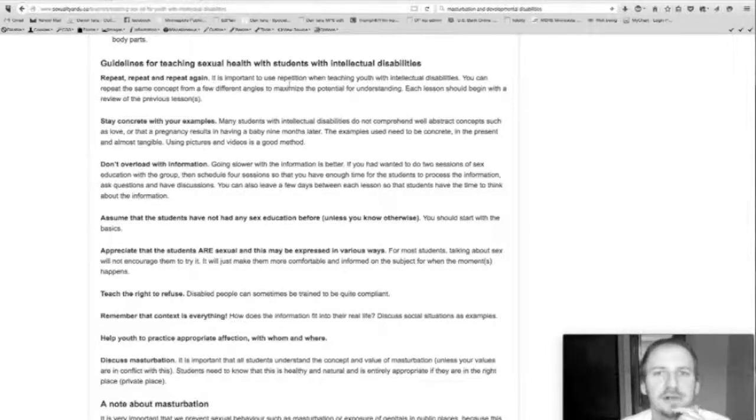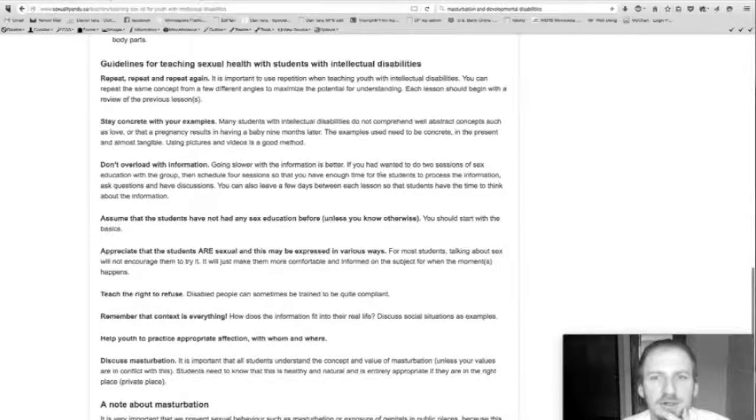When teaching youth with intellectual disabilities, you can repeat the same concept from a few different angles to maximize the potential for understanding. Stay concrete with your examples. It says the examples used need to be concrete, in the present, and almost tangible. Using pictures and videos is a good method. Don't overload with information. Go slower.